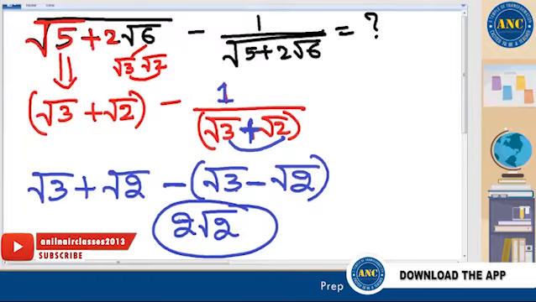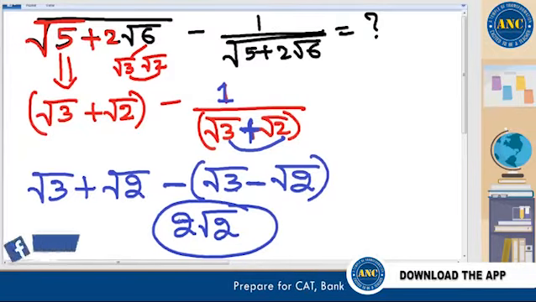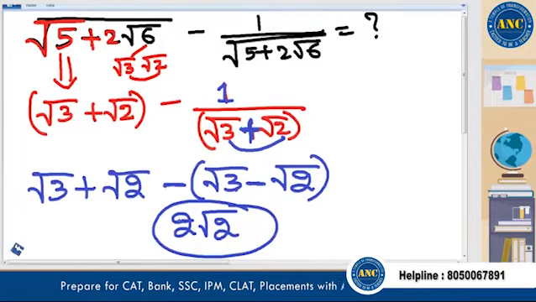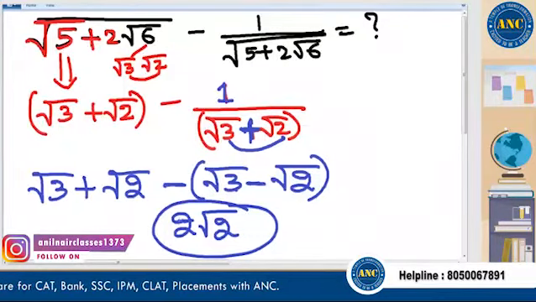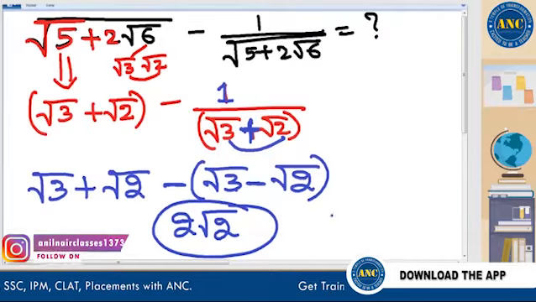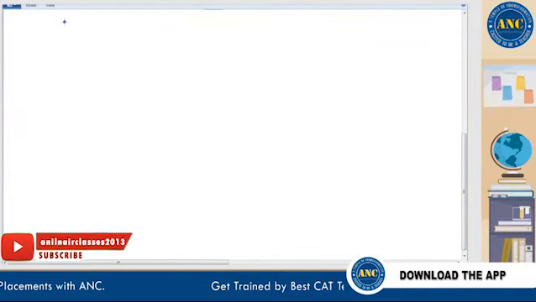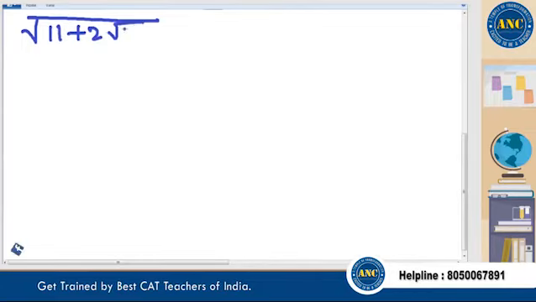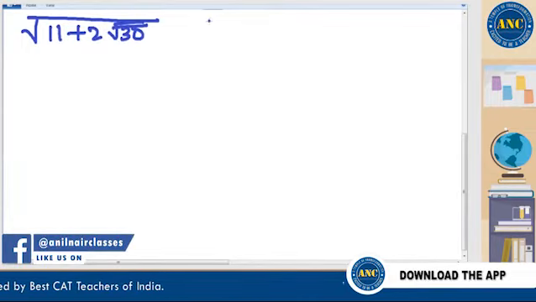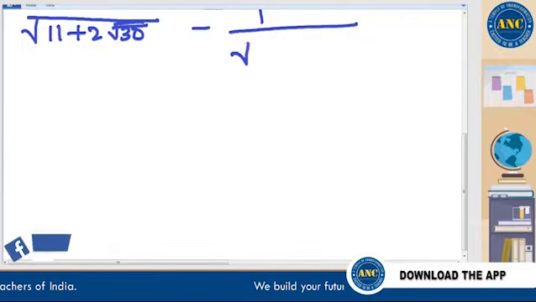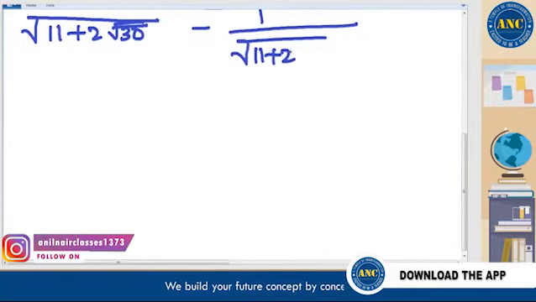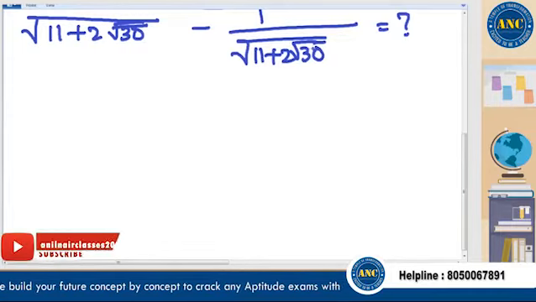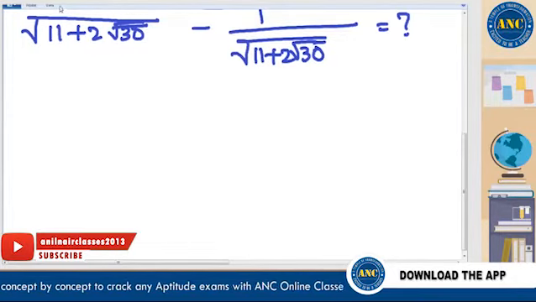I am writing the next question for you. Listen carefully, sir. This is my question. Similar kind of question again. Your question is square root of 11 plus 2 root 30 minus 1 by square root of 11 plus 2 root 30. This value I require. I think it should be very fast, sir.